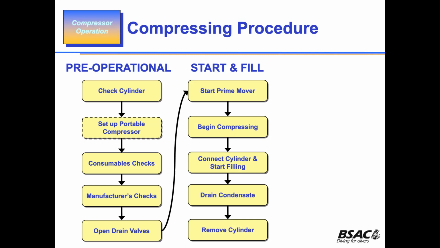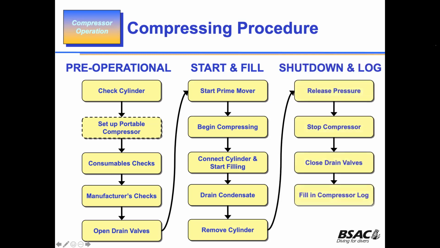Drain condensates from all of the separators on a regular basis. When you get to the end, remove the cylinder when it gets to pressure. And shut down. In shutdown, release the pressure, stop the compressor, drain valves all open, close all the drain valves, sorry, and fill in the compressor log. So you drain all the air out of the compressor and then close all the drain valves. That stops any air being sucked back into the compressor.